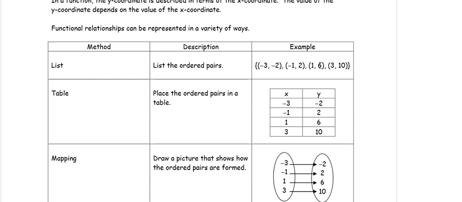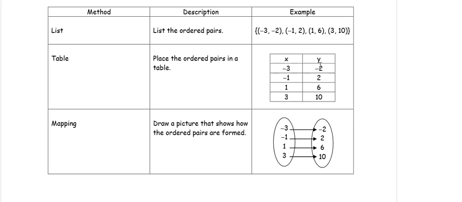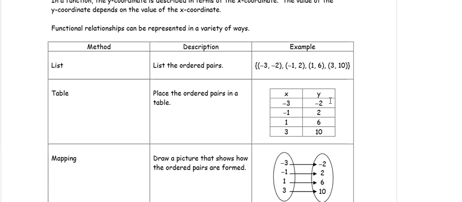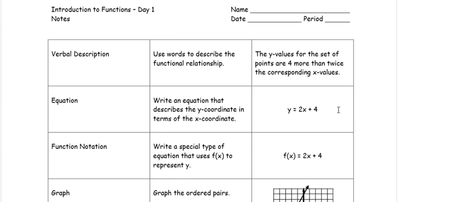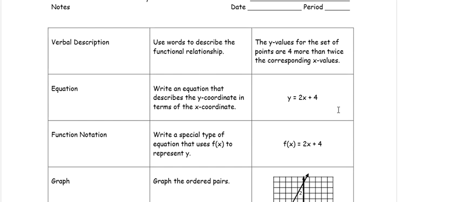Function relations can be represented in different ways, and we're going to be going over these in future lessons. You already know about ordered pairs with a list. You understand tables, and you have mapping. You're going to understand how to do mapping in the future in a different lesson. These are different ways that you can represent functions. And then another thing is verbal description. The y values for the set of points are 4 more than twice the corresponding x value. The equation of that is y equals 2x plus 4.